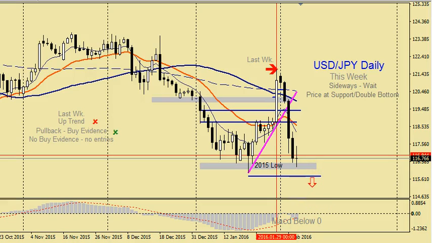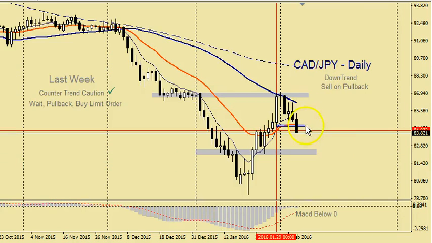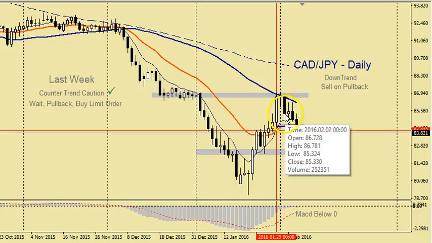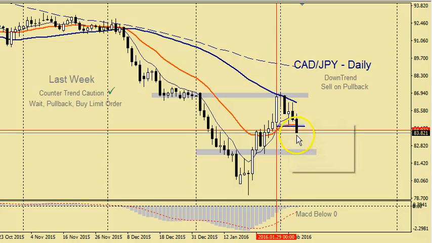Now we're going to talk about some other pairs. We've got the CAD Japanese yen. Last week I said we're in a counter trend, caution. Here's the counter trend. Last week we were here, and caution. The reason I said caution is because price was already at the resistance area, and if you would have waited for evidence, then you would have seen this bearish candle bounce off the resistance, and you could have taken a trade to the downside.